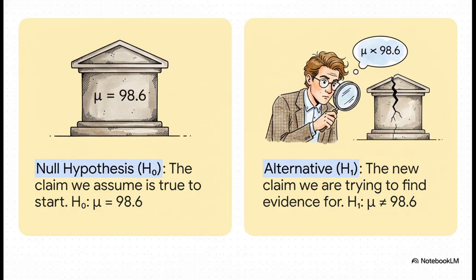First things first, in any hypothesis test, you have to state your hypotheses. The null hypothesis, or H0, is the status quo. It's the belief we're challenging. So in our case, it's that the average temperature is 98.6. The alternative hypothesis, H1, is what we actually think might be true, that the average temperature is just not 98.6.